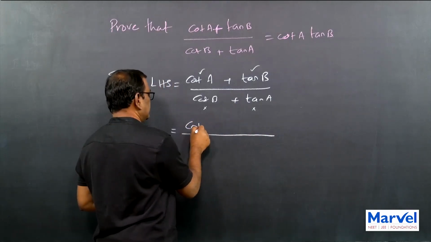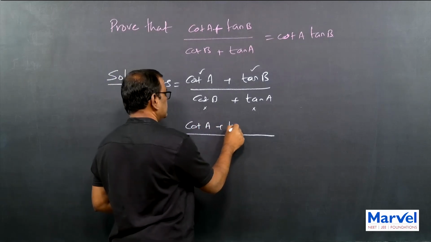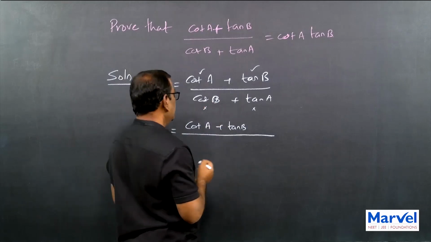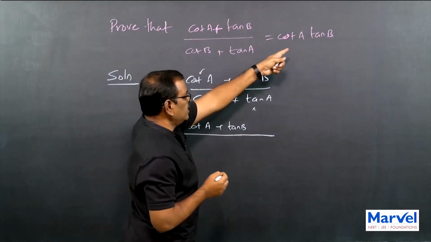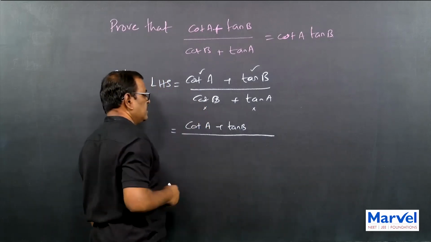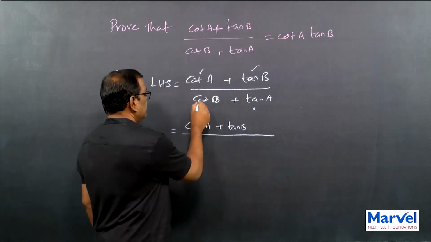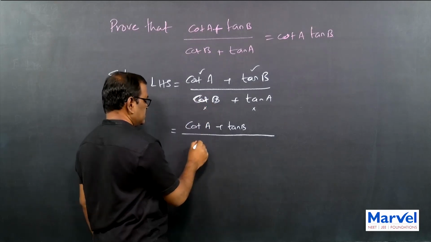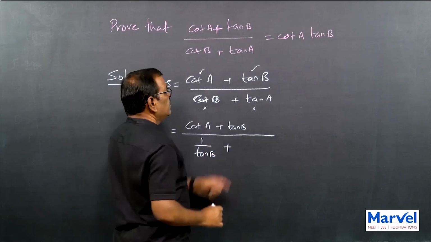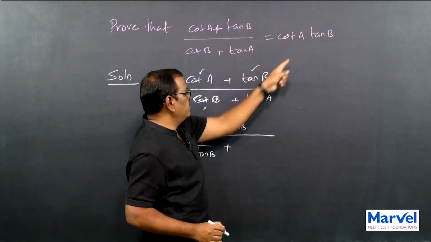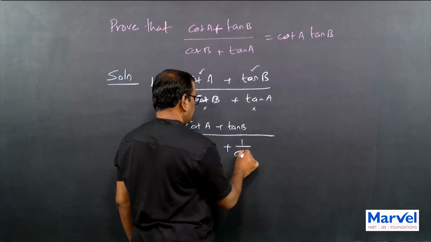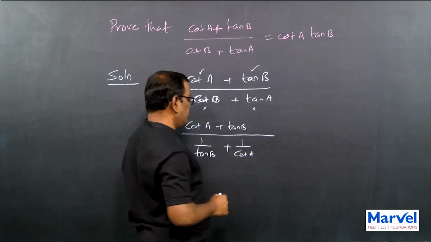Fix the numerator as it is, cot A plus tan B. In the denominator, we need tan B, so replace cot B by 1 by tan B, because cot theta is the reciprocal of tan theta. Plus we need cot A, we do not need tan A, so tan A can be written as 1 by cot A.